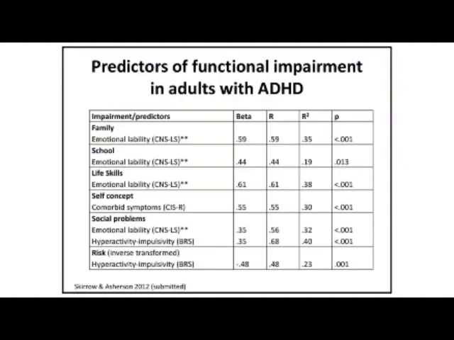One of the reasons for focusing on emotional lability, and this has come out from other people like Russell Barkley, who has also written in this area, is that it seems to be an independent predictor of many of the impairments in ADHD. The ones with stars are where mood lability is an independent predictor of family problems, school problems, school meaning generally education and college, because this was an adult sample, life skills, and also social problems. So it's a major source of impairment in ADHD.